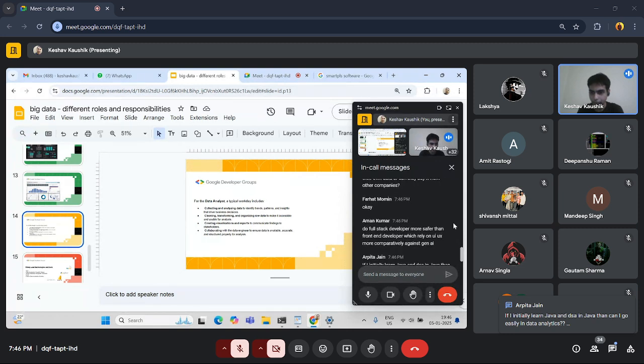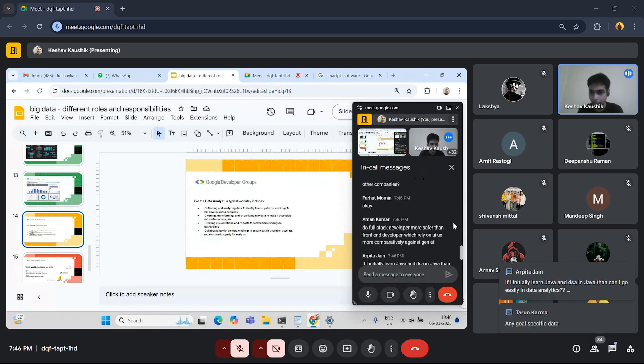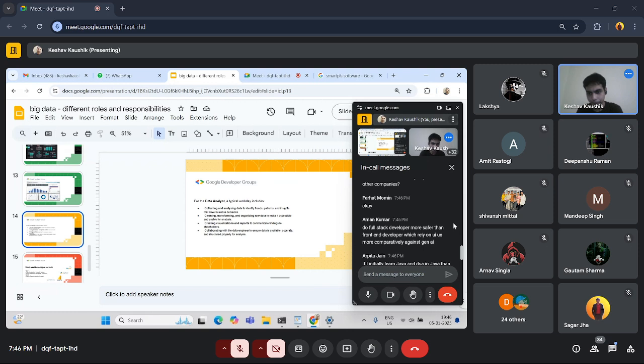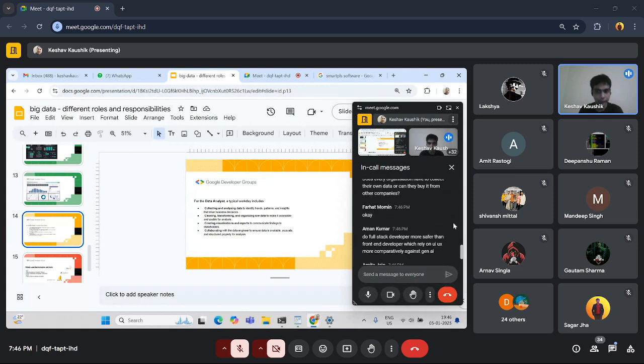Are full stack developers safer than front end developers, who rely on UI UX, against Gen AI? Yes, full stack developers are more future proof. They will be a better choice, but you have to learn a lot for that. For full stack developer you have to know both front end, back end, and a DBMS, a database. So you can go with many stacks for that. But full stack is a better role if you're willing to go with that path.